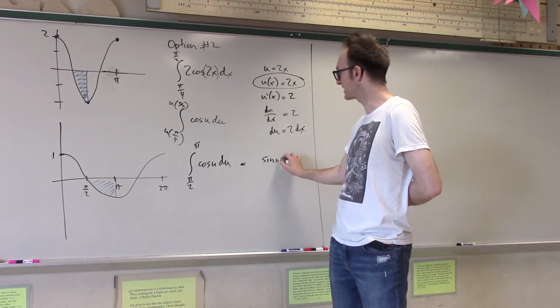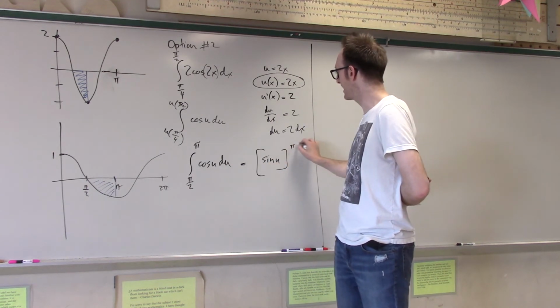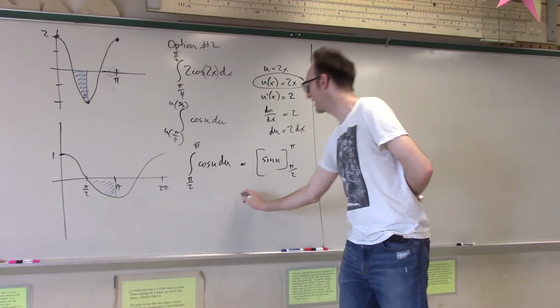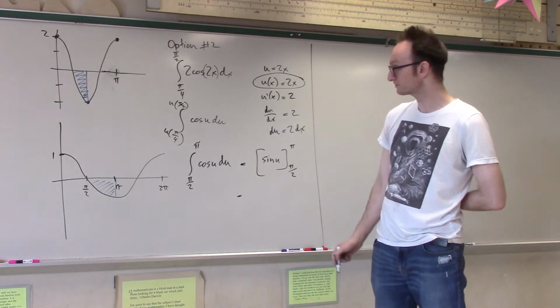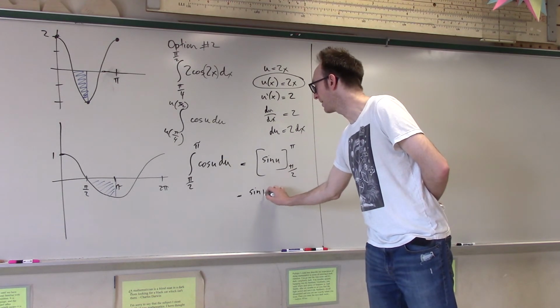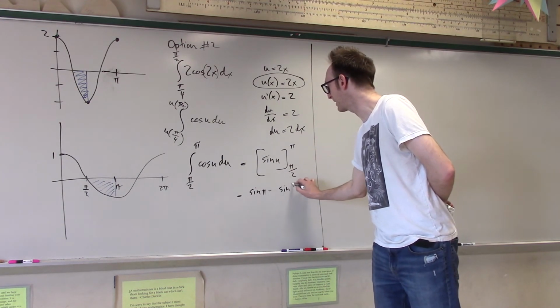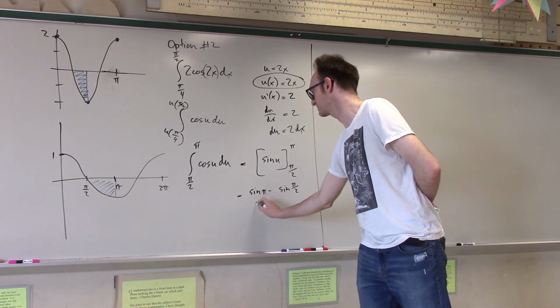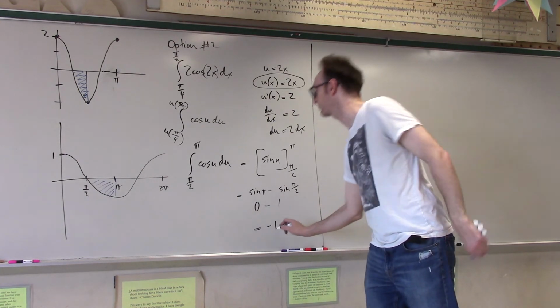Sine. So this is just sine of u evaluated at pi and pi over 2. And what we get is sine of pi minus sine of pi over 2. And this is 0, and this is minus 1. So we also get -1.